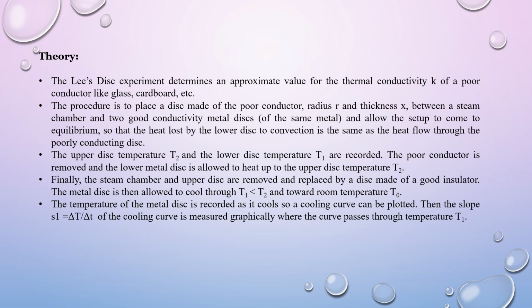Now the bad conductor is removed and the steam chamber is placed directly on the disc. The disc D is heated to a temperature of about 5 degrees greater than θ2. Now the steam chamber is removed and the disc D is allowed to cool. Now the temperature of D is noted at intervals of half a minute until the temperature of the disc falls to about 5 degrees below θ2. The mass of the lower disc D is found and its thickness L is also found. Here C is the specific heat capacity.